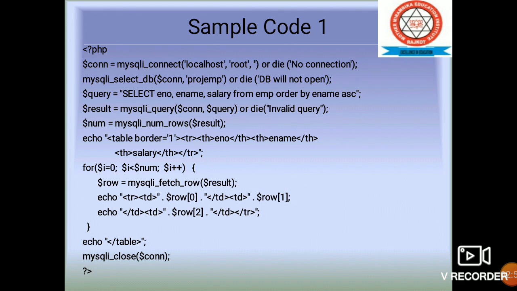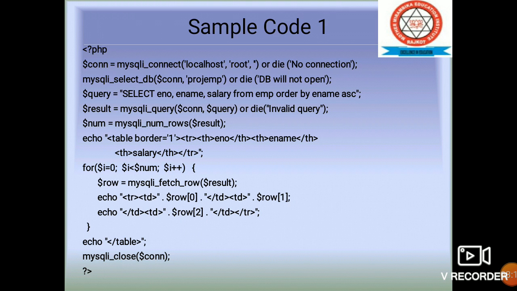Next, the mysql_query function is used to execute any SQL statement. So two arguments need to be passed. One is the connection variable, that is $con, and second is the $query variable that holds our select query. Or if any error occurs, the die function will execute.